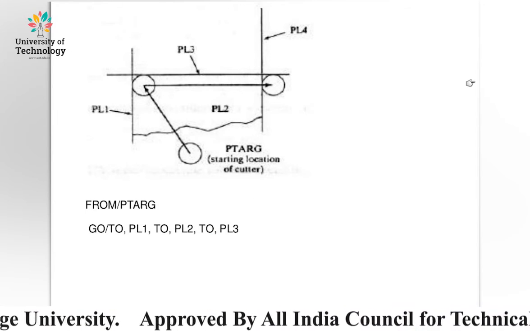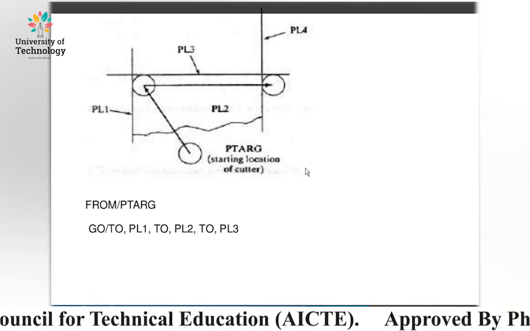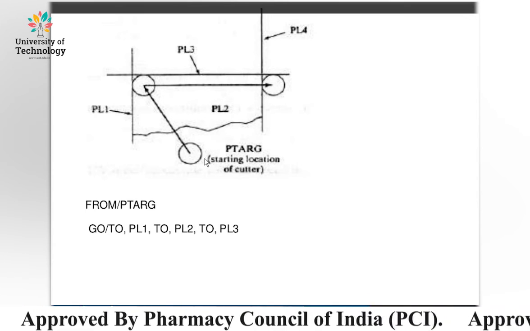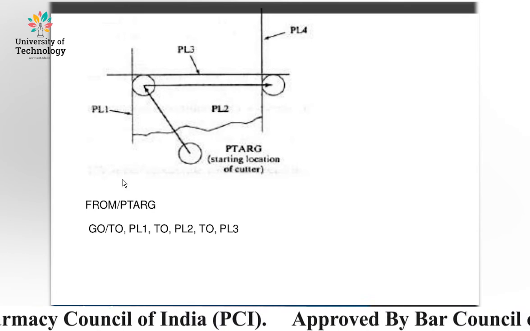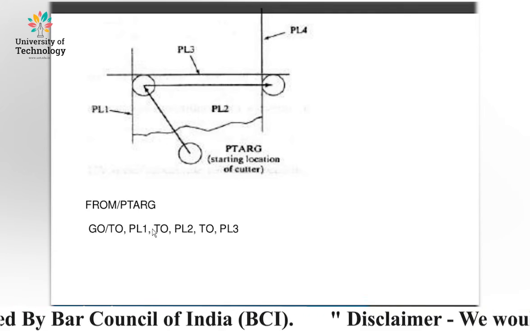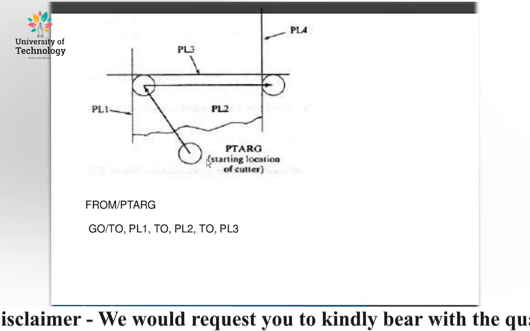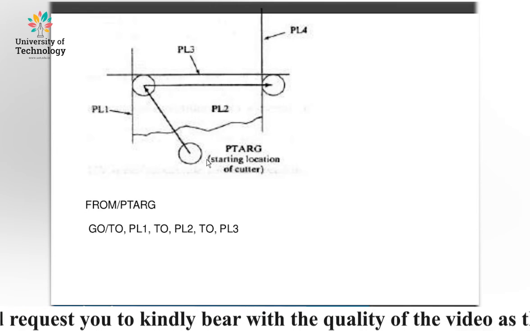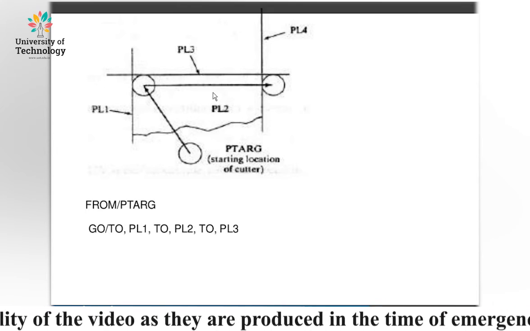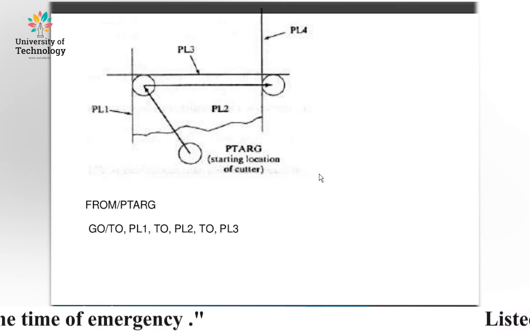From PTRG here. PTRG means the starting location of the cutter, that point, and go to plane 1, plane 2, plane 3. That is a particular motion of the tool: plane 1, plane 2, plane 3, and plane 4. We can see this in the figure.